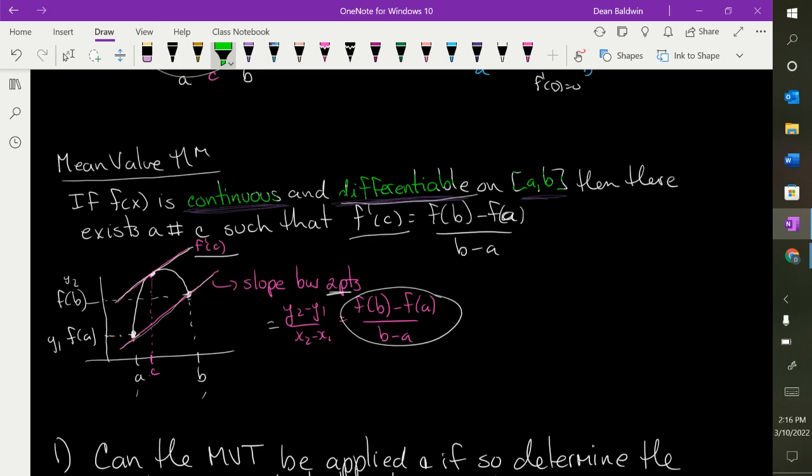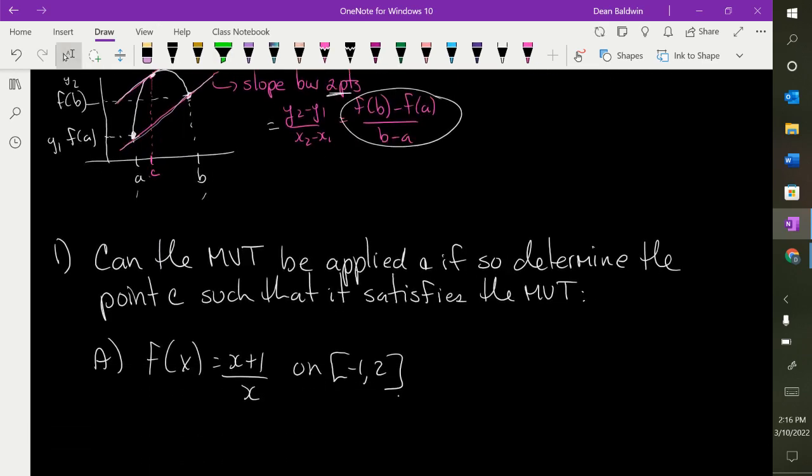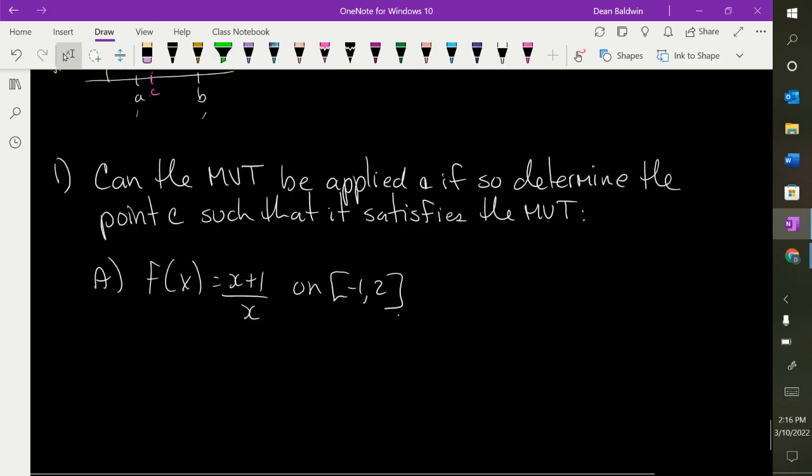So we look at this function. Is this function continuous? No, it is not. It has a discontinuity at x equals 0. So MVT doesn't even apply to it. So you just go, and 0 is in our interval.